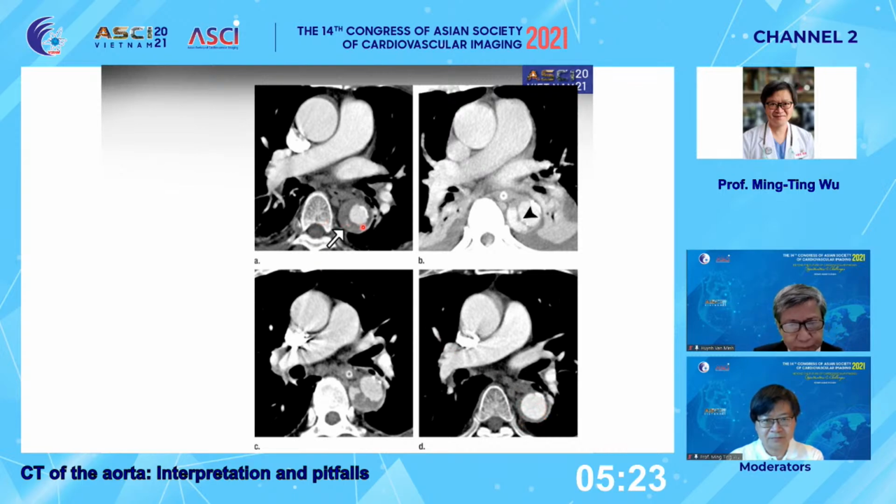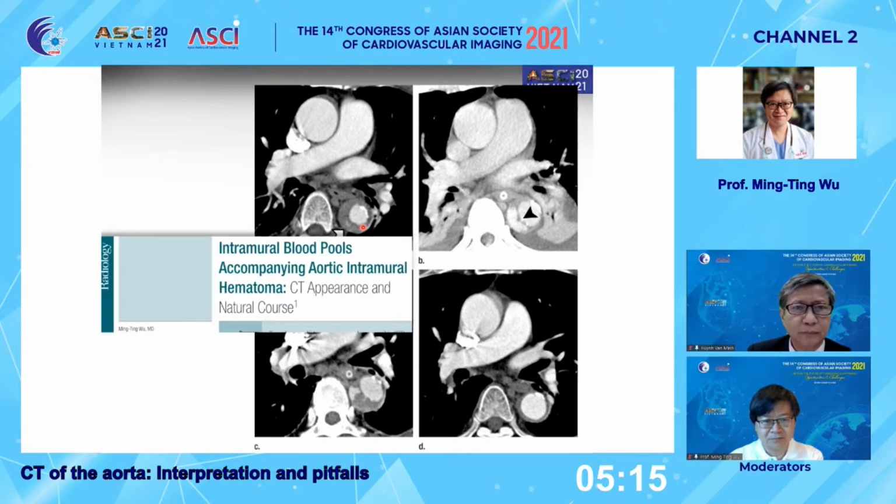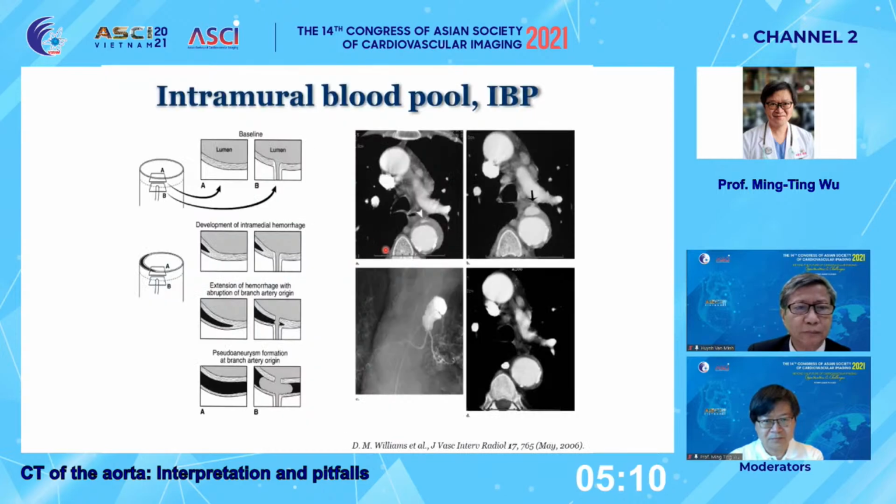So this lesion is apparently different from the ulcer-like projection or PAU. And I call it intramural blood pool. This case report by Dr. William found a similar finding, a focal contrast that became bigger. So they did an angiography and confirmed there's a contrast pooling connected to the intercostal artery. They did an embolization. The illustration is very good.